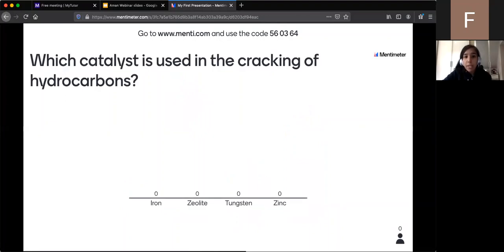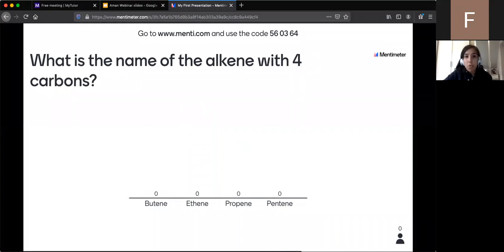Okay, which catalyst is used in the cracking of hydrocarbons? Good. So most of you are saying zeolite. Great. This is a different type of question. That's why we can see as people are answering. Yep. So it's zeolite that's used in the cracking of hydrocarbons. Well done. Okay. What is the name of the alkene with 4 carbons?